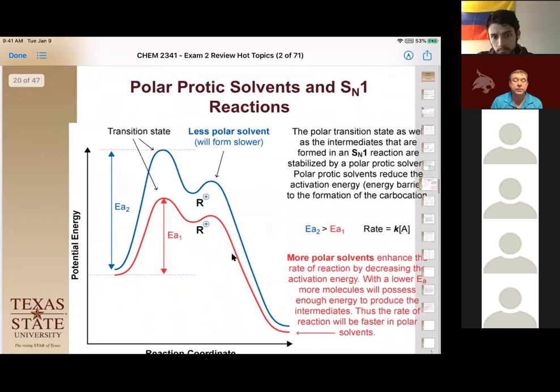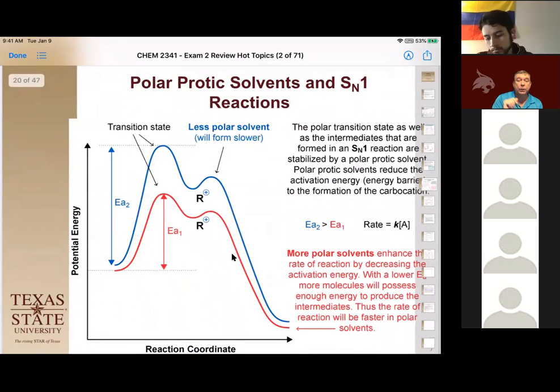We also learned that polar protic solvents enhance the formation of the carbocation. They enhance the stability of the carbocation, and therefore they enhance the rate of the reaction. So we're looking for polar protic solvents to help the SN1 reaction.